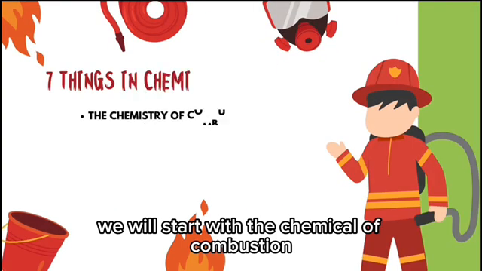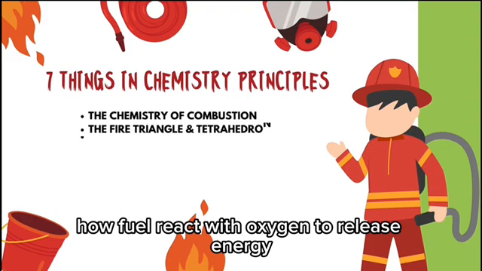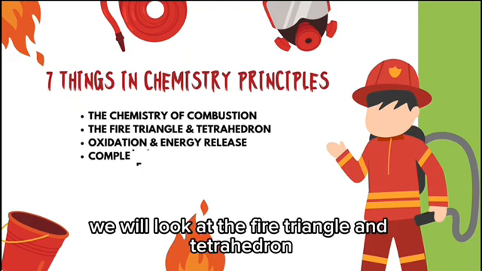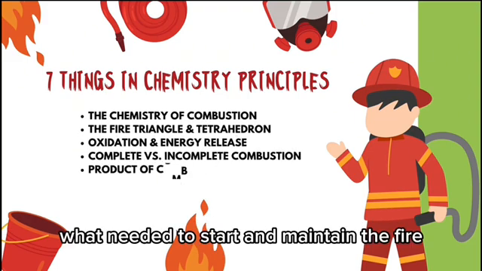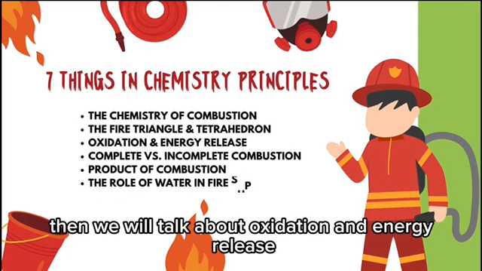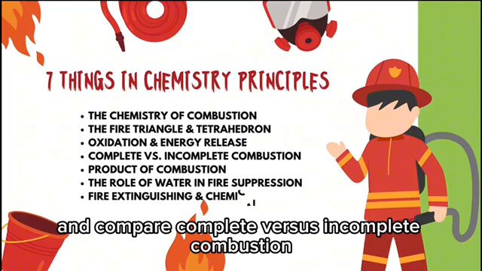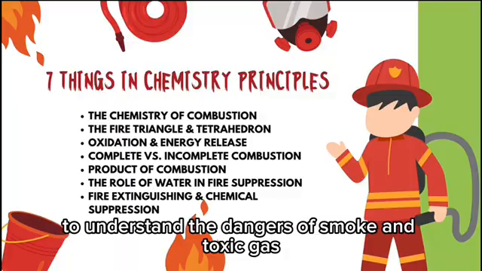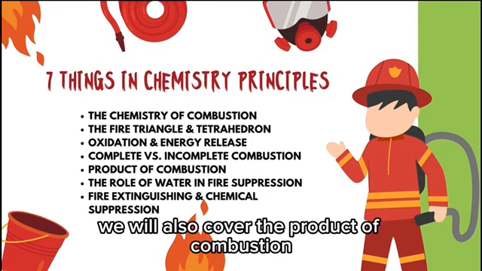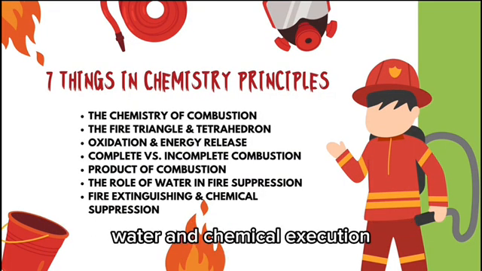We will start with the chemistry of combustion, how fuel reacts with oxygen to release energy. We will look at the fire triangle and tetrahedron, which explain what is needed to start and maintain a fire. Then, we will talk about oxidation and energy release, and compare complete versus incomplete combustion to understand the dangers of smoke and toxic gas. We will also cover the products of combustion, water, and chemical extinguishers.